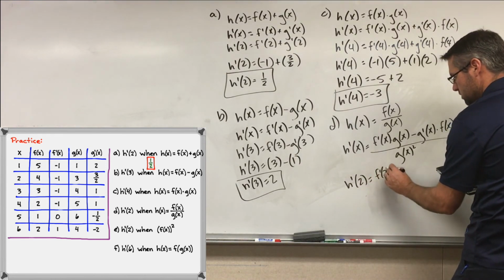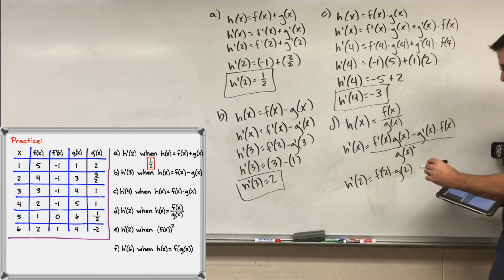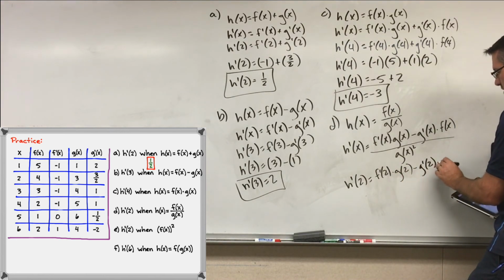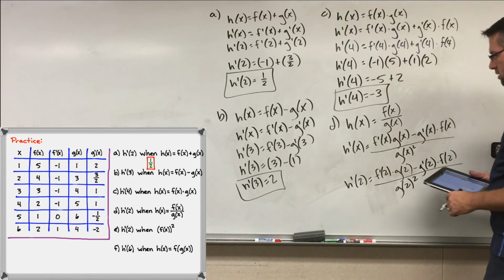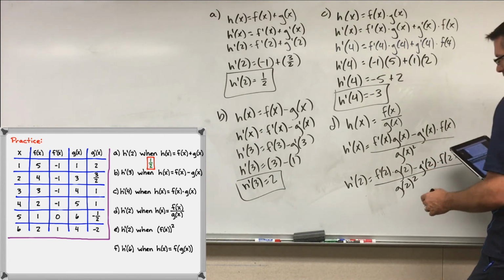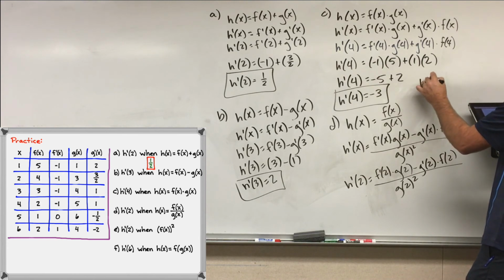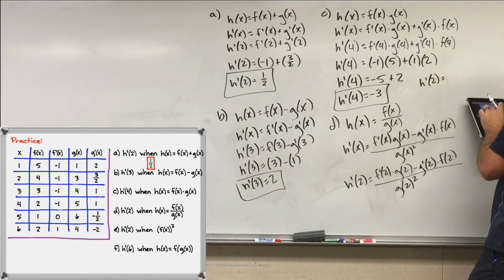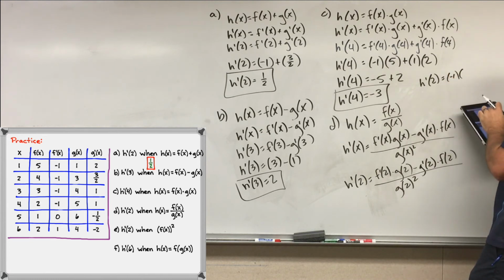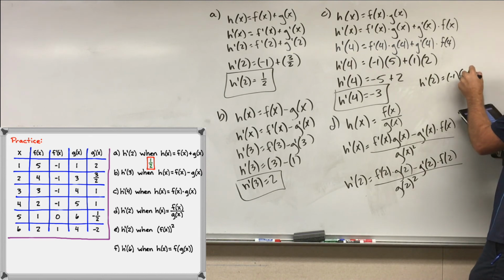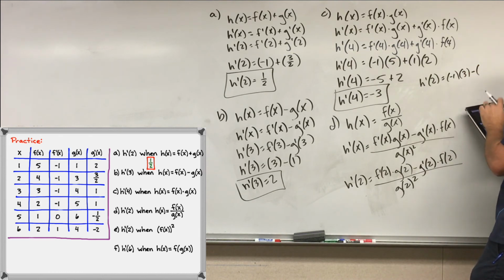So that's f prime of 2 times g of 2 minus g prime of 2 times f of 2 over g of 2 squared. And I'm running out of room here, so let's see. H prime of 2 is going to be, just plugging those things in there, f prime of 2 is -1 times g of 2 is 3 minus g prime of 2. G prime of 2 is 3/2. And then f of 2 is 4.